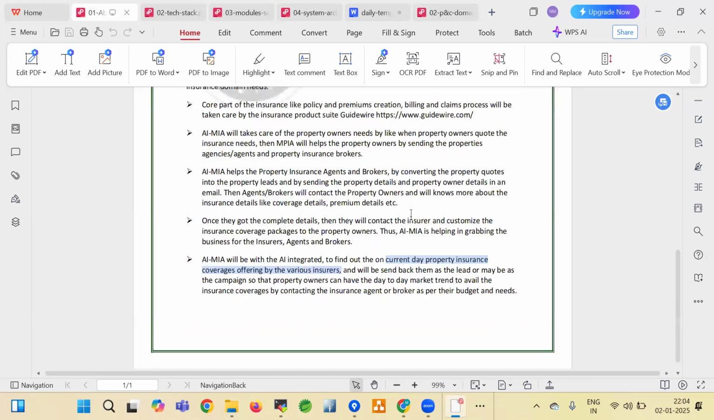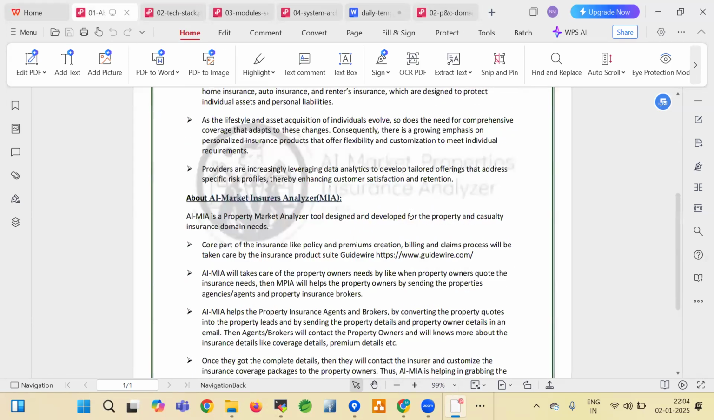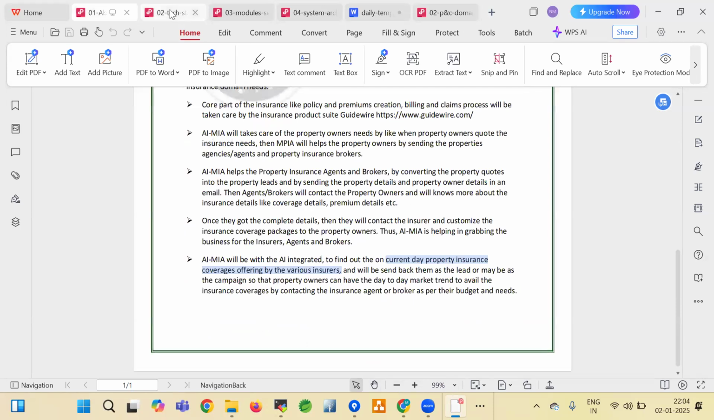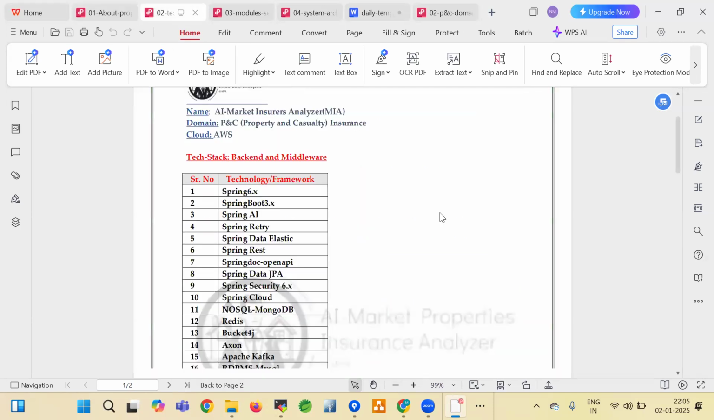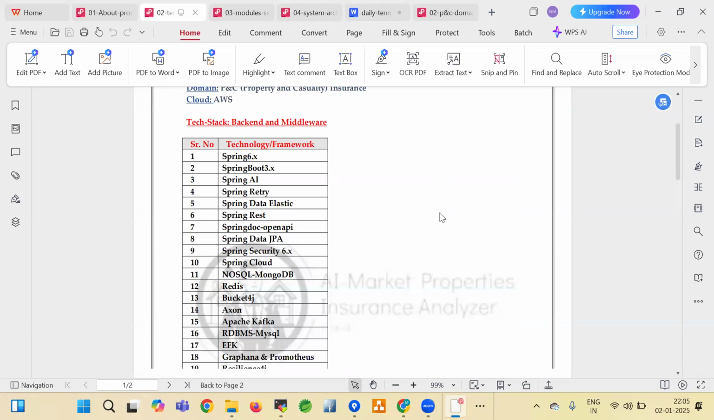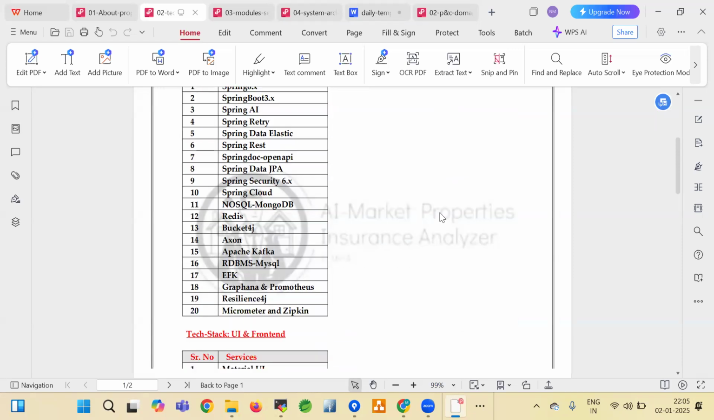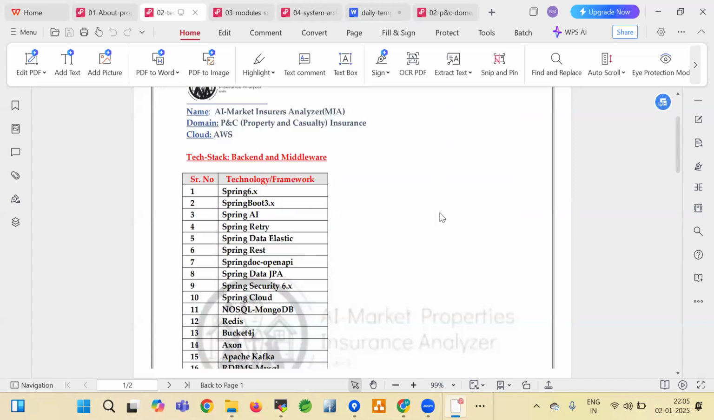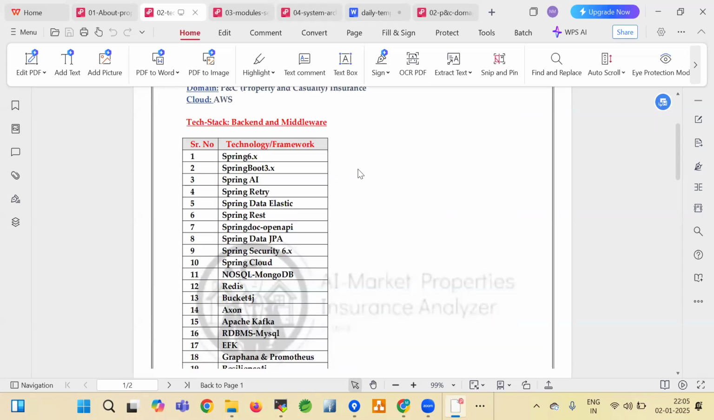Like we discussed what the project is, right? And what that project will do. Then the next is what we're going to use in this project implementation within this duration of 90 days. What technical stack we're going to use, what modules or services we have, how many kinds of services we're going to divide into, and how they're going to be implemented, and all. We'll discuss. Now coming to the tech stack, the backend and the middleware.